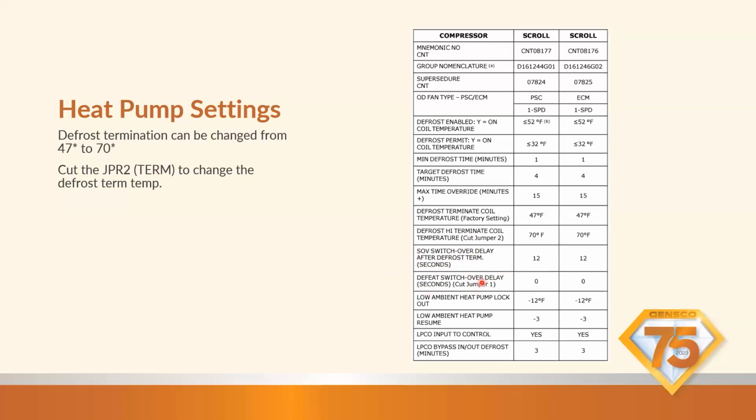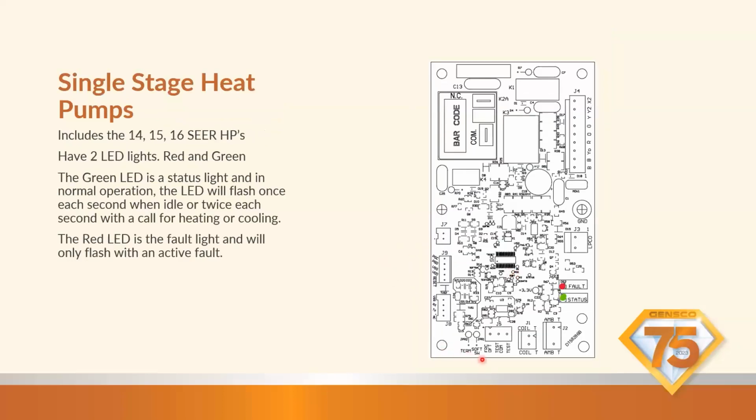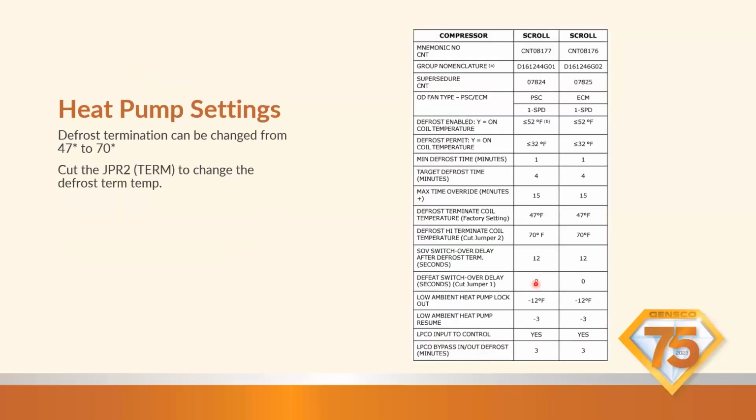It's actually quieter the way it comes out of the box. If you cut that jumper number 1, which is right back here, right next to jumper number 2, soft switch over, there's a 0-second delay. In other words, the compressor never shuts off, and it could be a little bit noisier when it switches from heat to cool. So we don't recommend cutting it, but it shouldn't actually hurt the system.